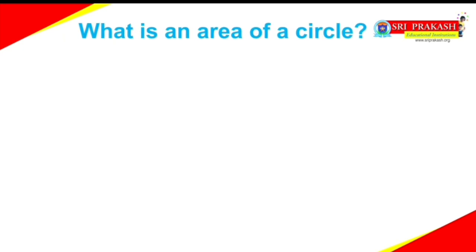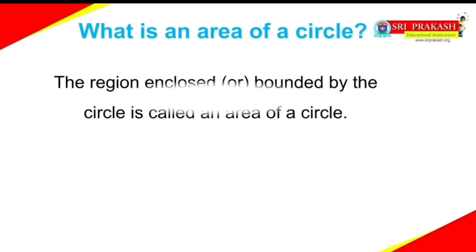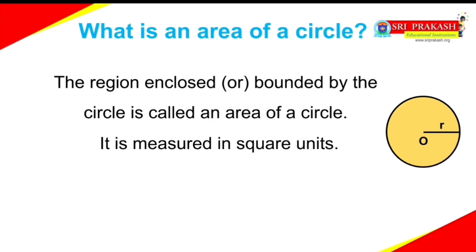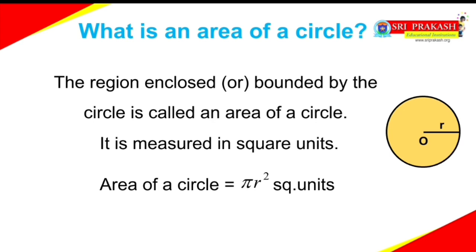What is the area of a circle? The region enclosed or bounded by the circle is called the area of a circle, and it is always measured in square units. The area of a circle is always equal to pi r square units.